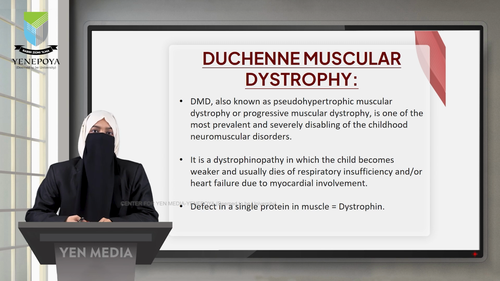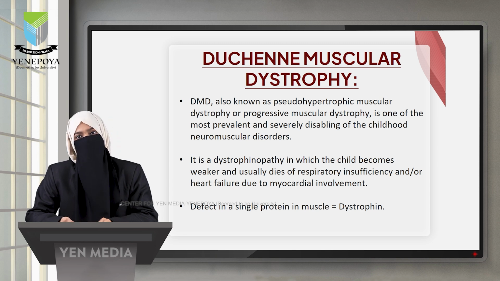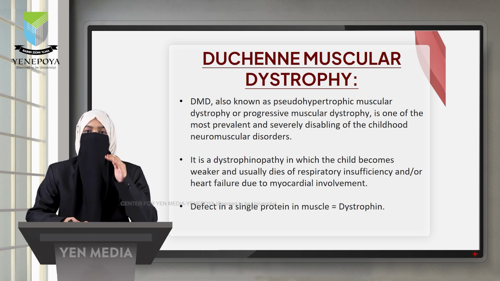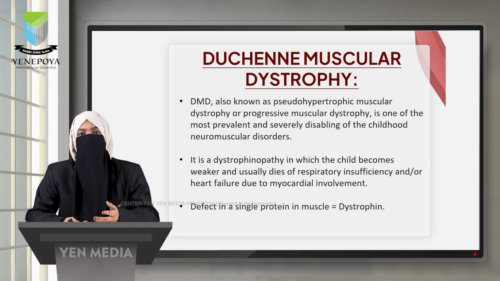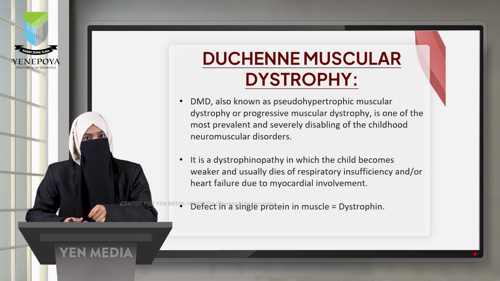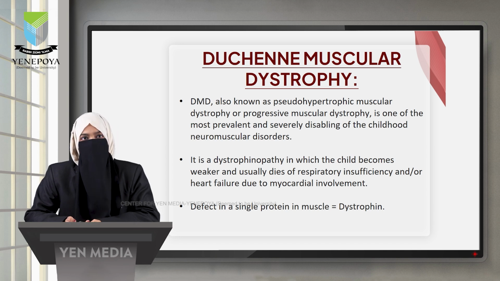So, the defect is in a single protein, dystrophin. This protein is important for contraction. It's a link between the muscle and the extracellular matrix. So, it is very important for contraction. When there is any kind of mutation in this protein, there is something called dystrophy, a spectrum of disorders that occur, and one of the types is Duchenne muscular dystrophy.